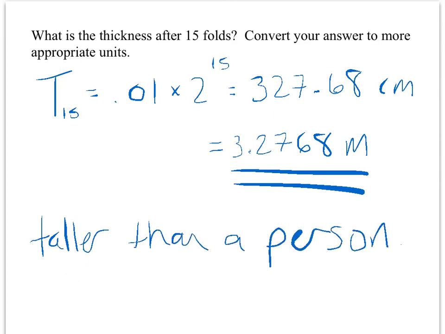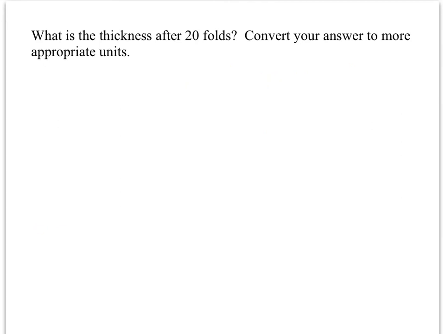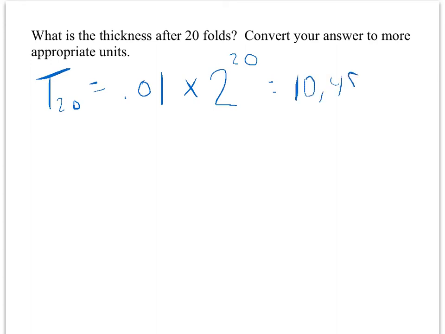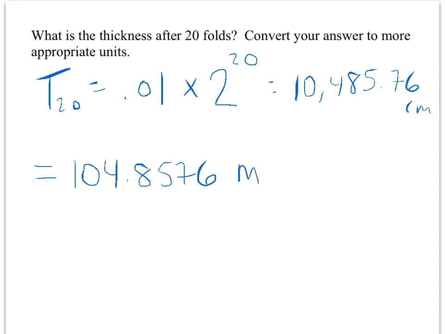Taller than a person. How about after 20 folds? T sub 20 would be 0.01, the thickness of a single sheet of paper, and then we're going to double it 20 times. So that is 10,485.76 centimeters. Again, centimeters are not a good unit. I could change it to meters by dividing by 100, and I get 104.8576 meters. So that's like a football field.